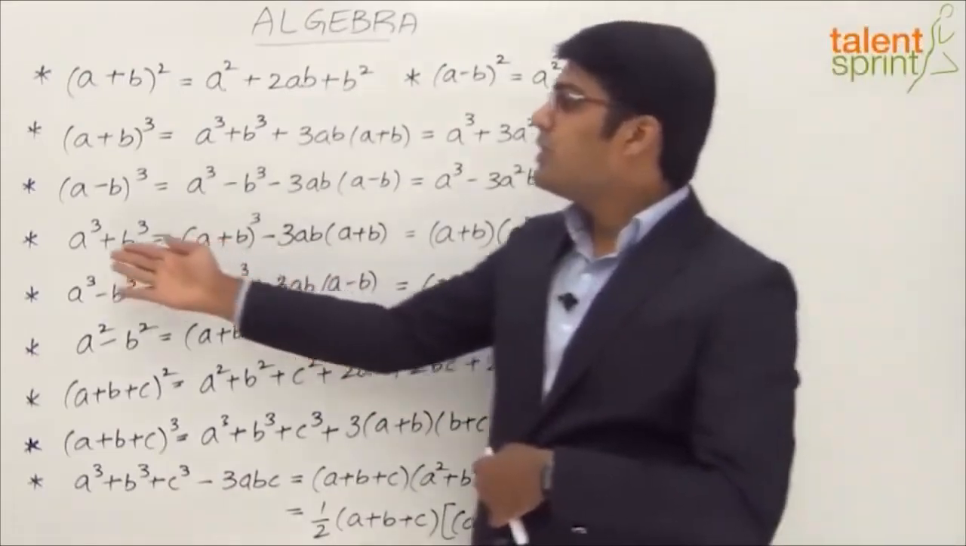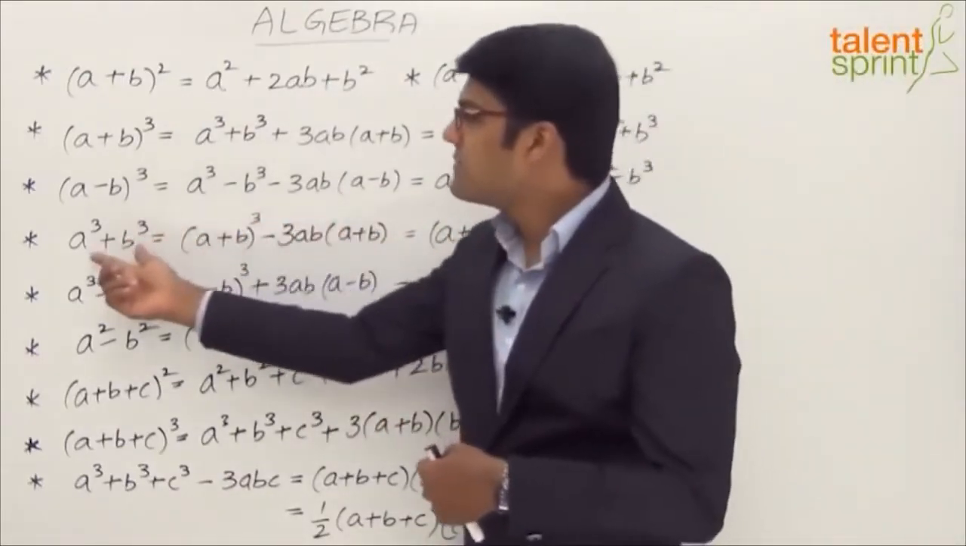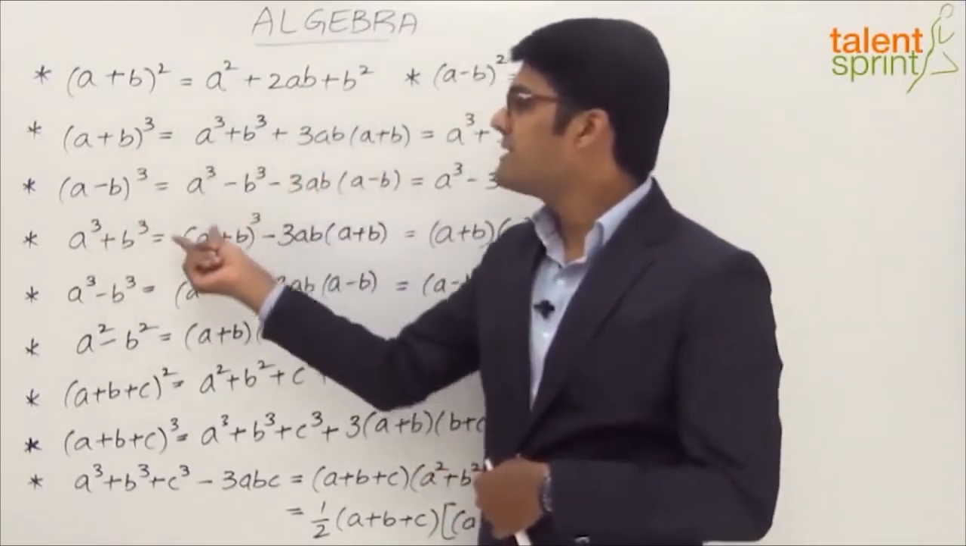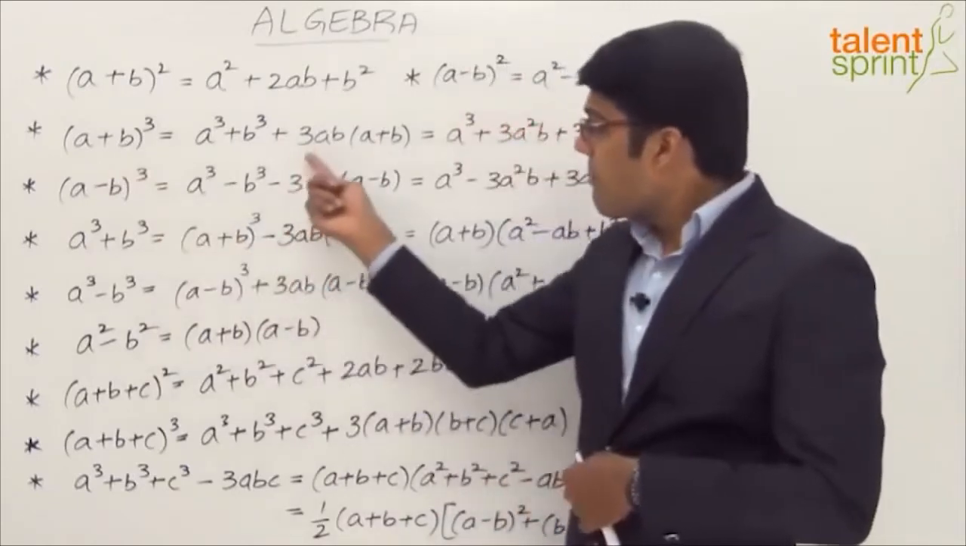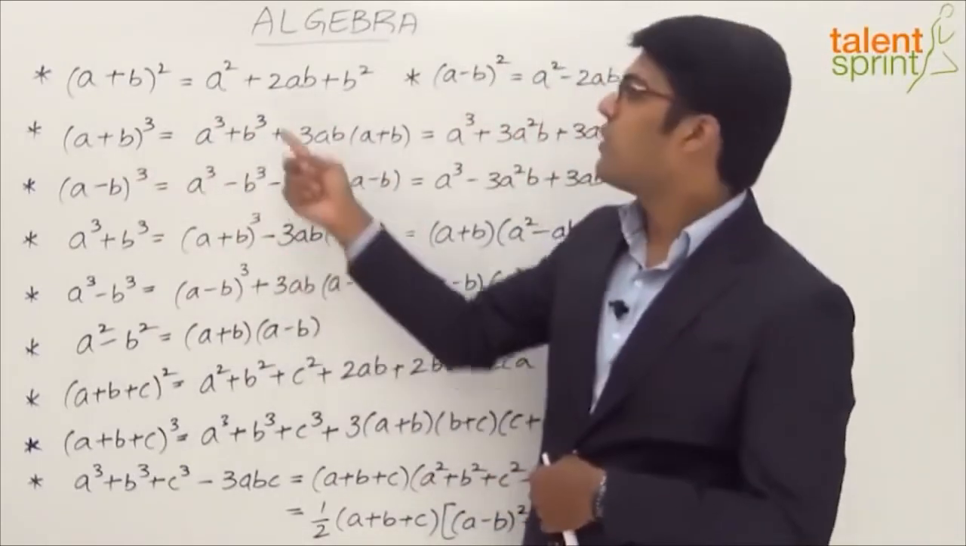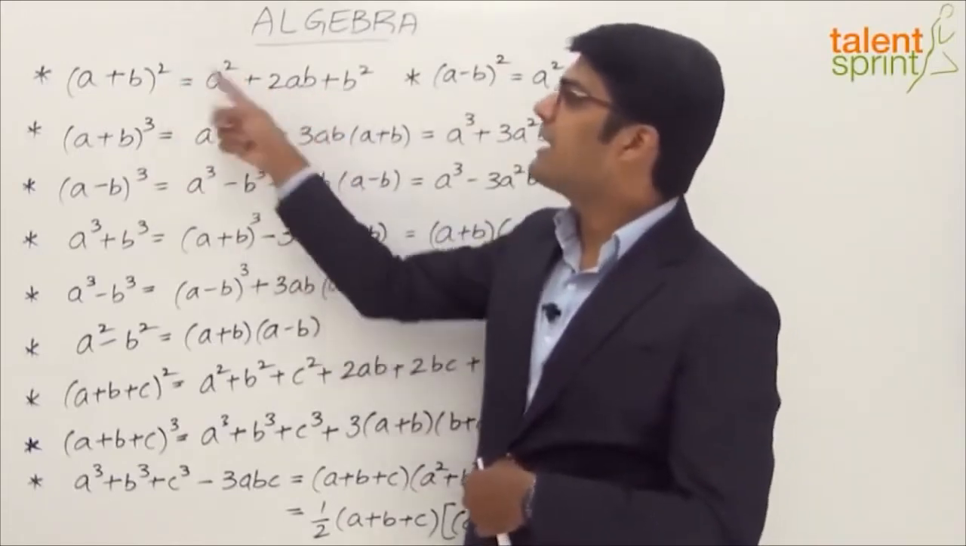Next one, a cube plus b cube. Now again, if you look at it, we have got a cube plus b cube from this formula, right? A cube plus b cube can be taken as a plus b whole cube, and this part goes to the other side. So it becomes minus 3ab into a plus b, like what we have done in case of a plus b whole square. A square plus b square is a plus b whole square minus 2ab.